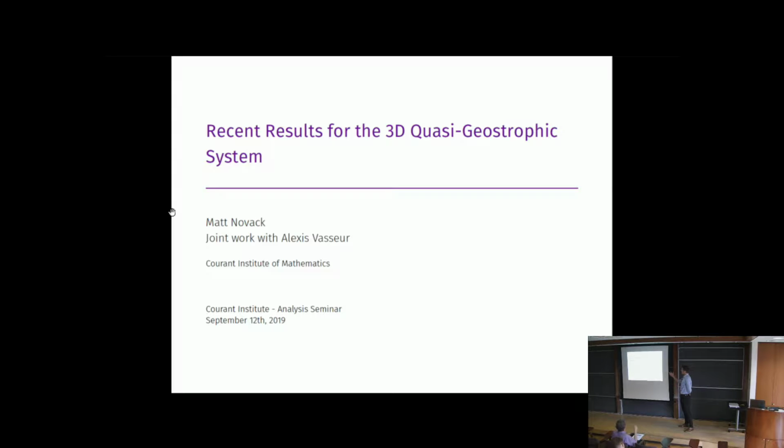As you can see, this work was done during my time in Austin, and some of it is joint with Alexis Vasseur. We were studying the 3D quasi-geostrophic system, which is perhaps not the most familiar of fluid equations. We were able to prove several theorems in a variety of settings, and I will present all of those to you today.